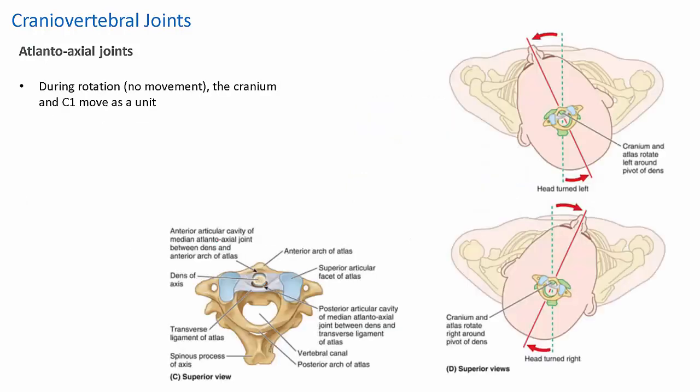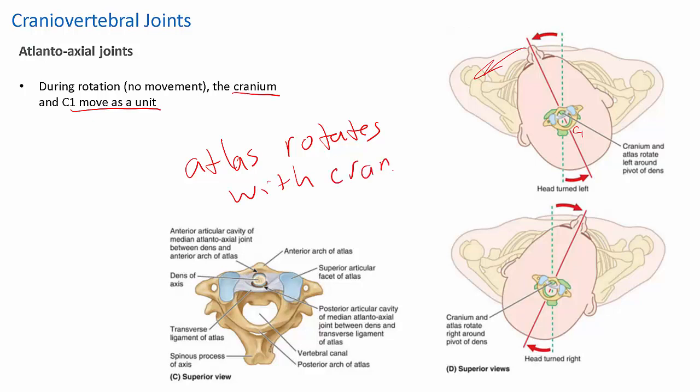So this is just showing us the nice movement between the atlas and the axis, and you will see that the C1 will move with the cranium as a unit. So you can see as you turn your head to the left here, there's our C1, that will move with the cranium, and same thing when you move to the right. So do keep in mind that the atlas is rotating along with the cranium. Keep that in mind when we start talking about these things clinically, especially.